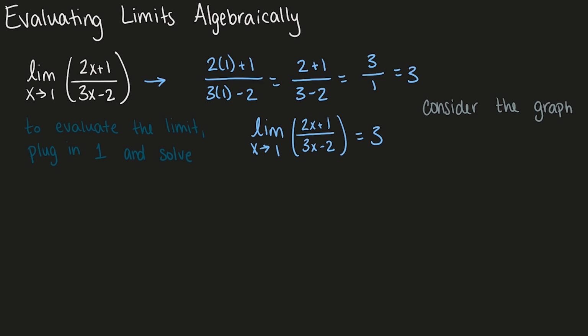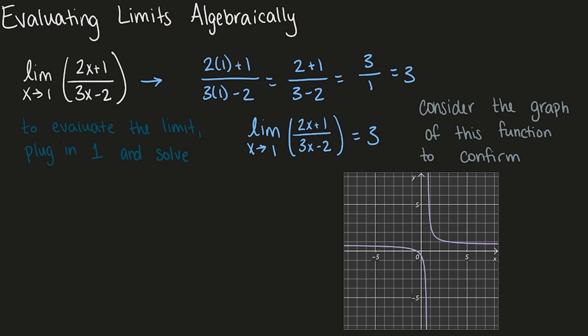Now let's use the graph to confirm. So we're evaluating this limit at x equals 1. So here's where x is equal to 1. As x approaches 1 from the left, we get to 3. As x approaches 1 from the right, we also get to 3, which means our limit is correct.